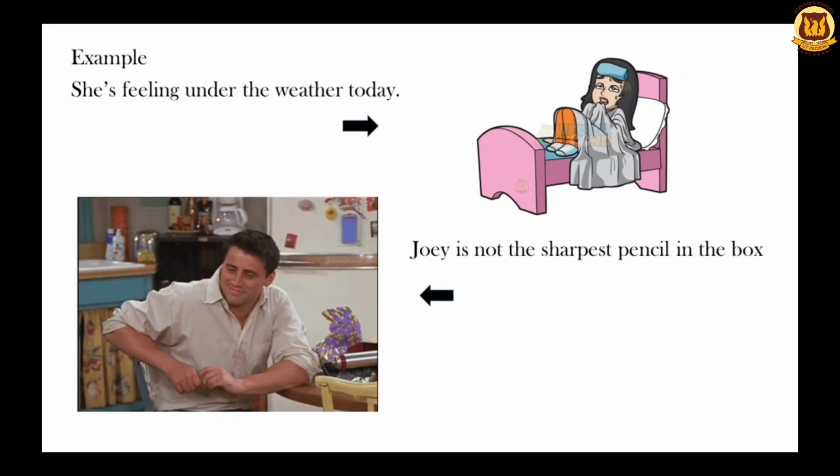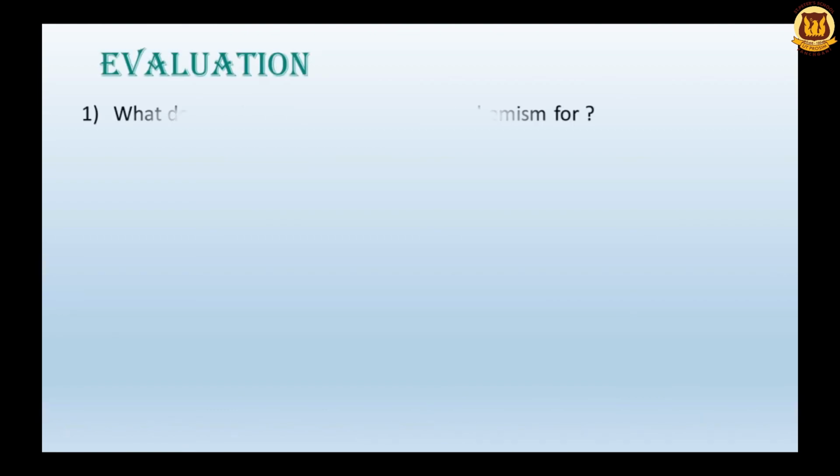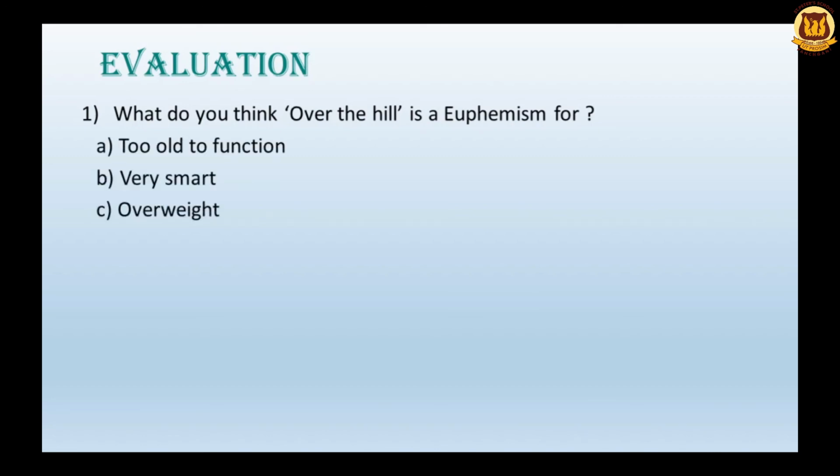I hope you all have understood all three figures of speech. Let's have a small evaluation for it. The first question, what do you think over the hill is a euphemism for? Let's look at our options. A, too old to function, B, very smart, or C, overweight. You are right. The correct answer is A, too old to function.